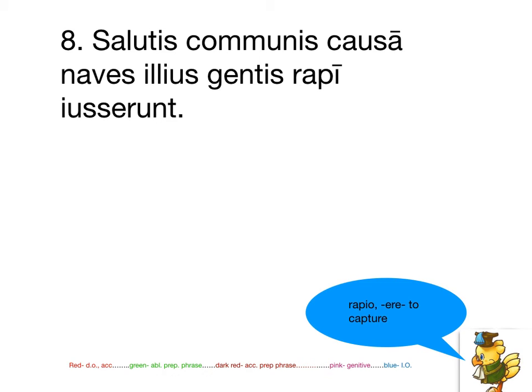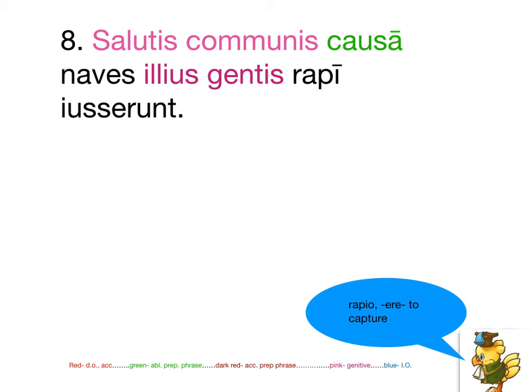Salutis communis causa naves ilias gentis rapi e serunt. This one reuses the first 3 words of the sentence we looked at at the beginning of this video. So once again, it's for the common health. A genitive next to an ablative, and causa is ablative, it's for the sake of common health. And then naves might be our subject, maybe. So for the sake of the common health, ships, right? Remember, naves is not sailors, that's nauta. This is what sailors use.